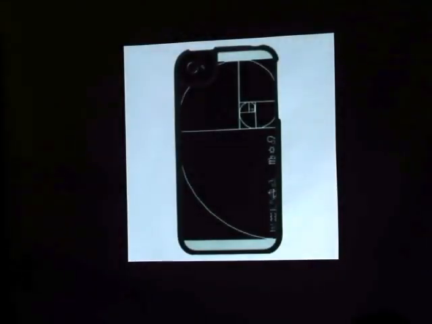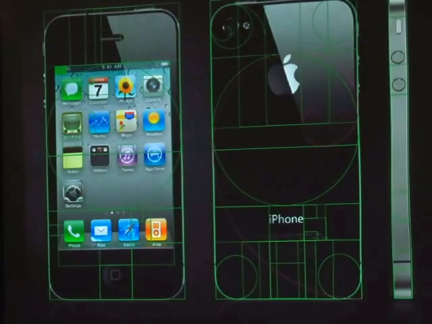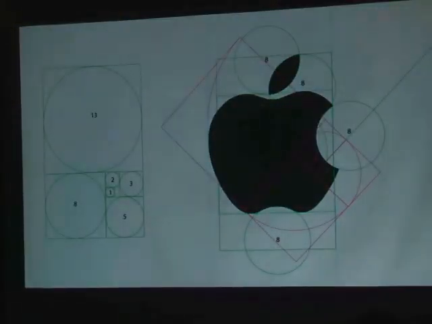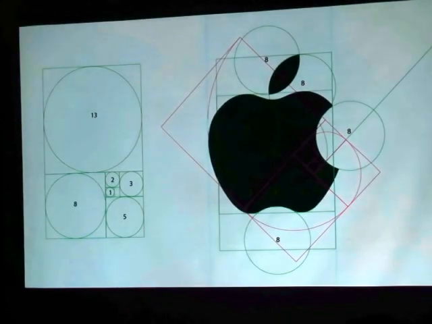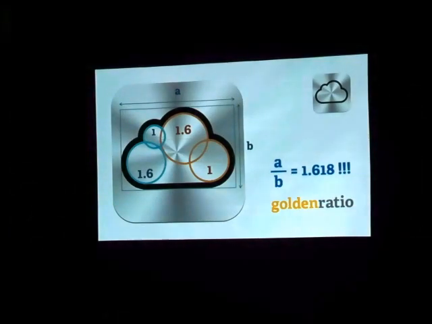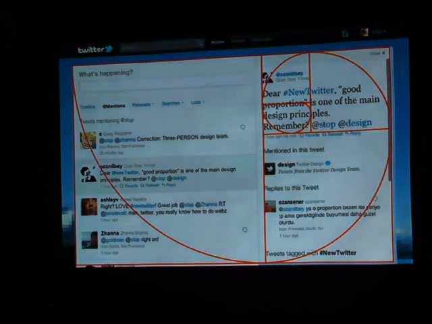The iPhone, Johnny Ive, who designs all of Apple's stuff, his entire thing is based on golden rectangles. The Apple logo is all based on 1 to 1.618. iCloud. If you tweet, the Twitter feed is organized that way. I mean, you see this in everything.